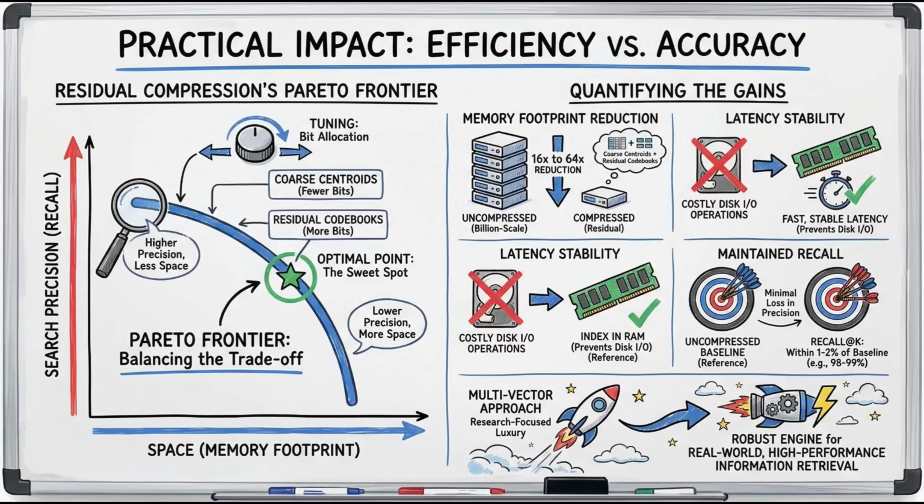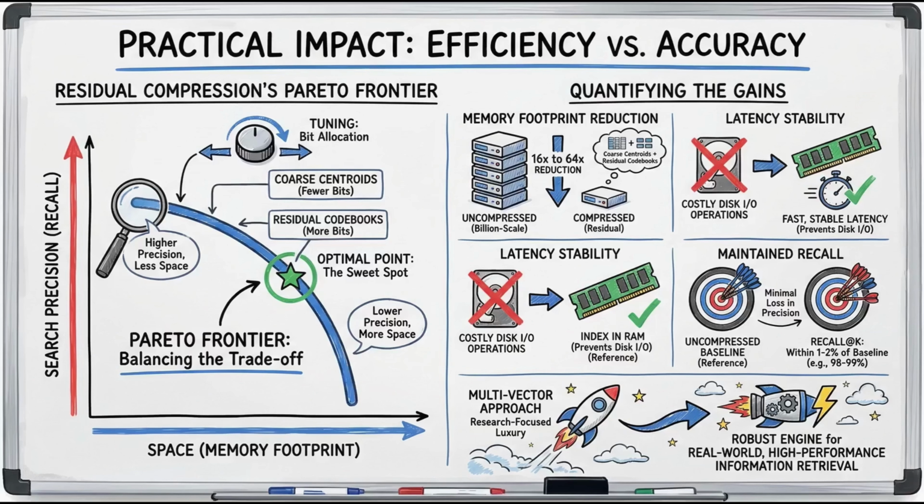The true power of residual compression lies in the balance it creates, what we call the Pareto frontier. By carefully tuning how many bits we allocate to coarse centroids versus residual codebooks, system designers can find the perfect sweet spot between saving space and maintaining search precision. When we scale up to billions of data points, the practical gains are transformative.